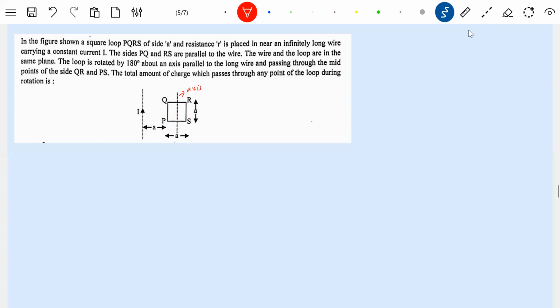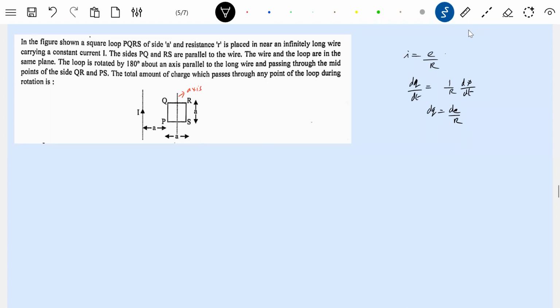So first I'll directly enter into the concept. We know I equals E by R. What is I? dq by dt. EMF induced is d phi by dt. So dq equals dE by R, which is d phi by R. So change in flux, final minus initial. We write like this. So how to calculate the amount of charge flown? It's very simple. Just calculate the change in flux divided by the resistance, which will give the charge flow.